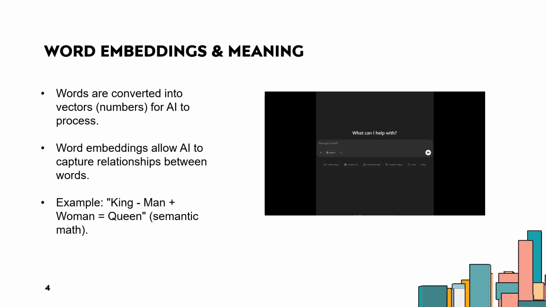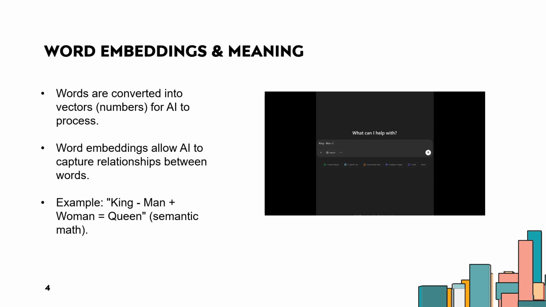On this slide, I will be discussing word embeddings and meanings. Words are converted into vectors, numbers, for AI to process. Word embeddings allow AI to capture relationships between words. For example, on the right hand side, I was able to type king minus man plus woman, and it was able to generate queen. This is just amazing. It's crazy how it does this.